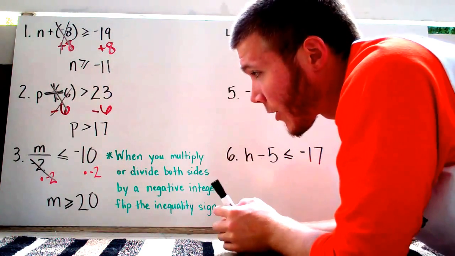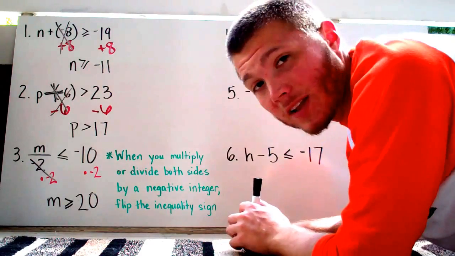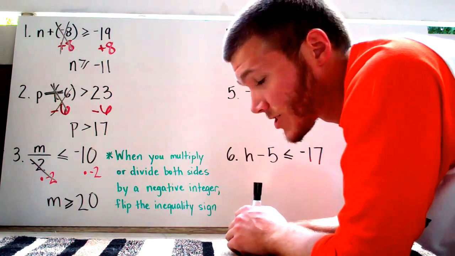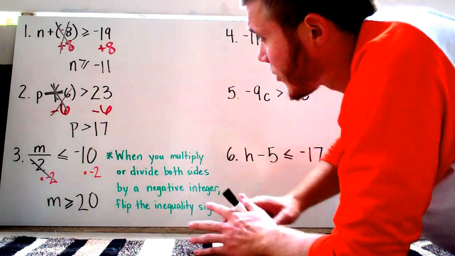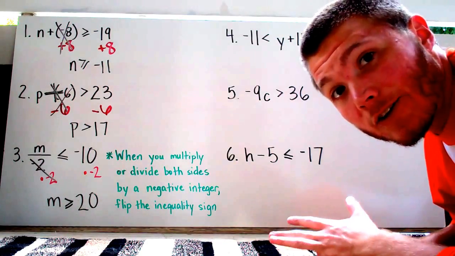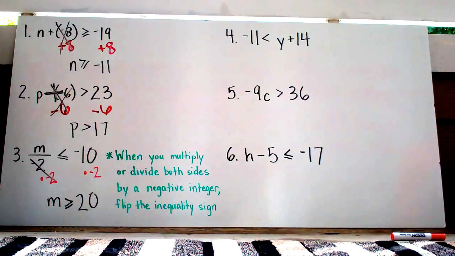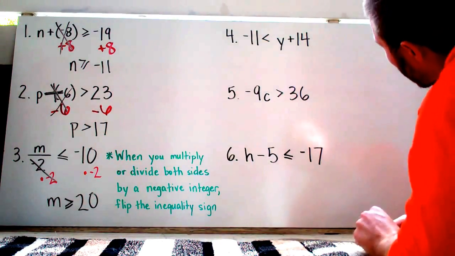I'm going to explain why we do that in class, because multiplying and dividing by negative integers changes which side is greater than and which side is less than. Alright? So now, I've just shown you those examples. Try and solve 4, 5, and 6 on your own though. Pause the video, see if you can figure them out. Alright, back. Let's go over these.